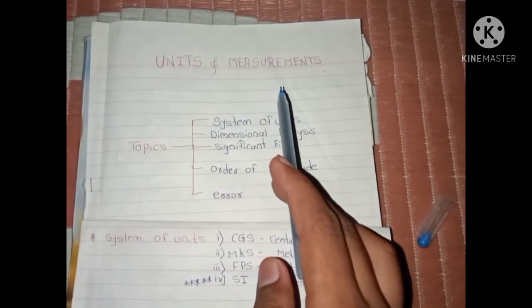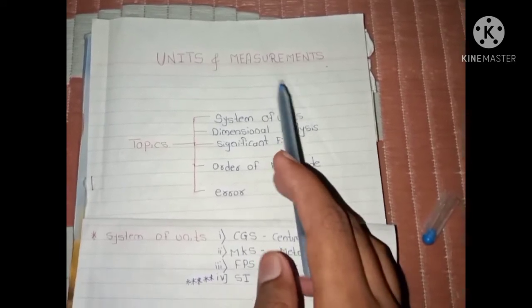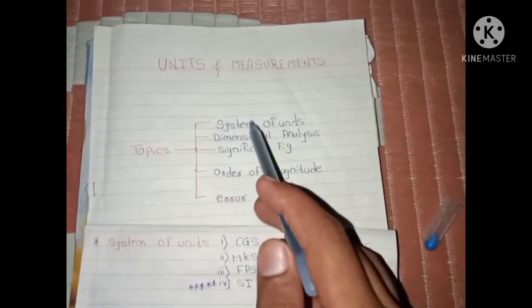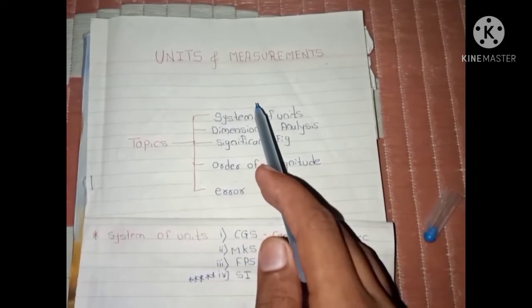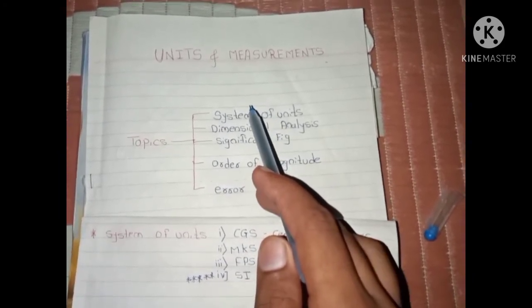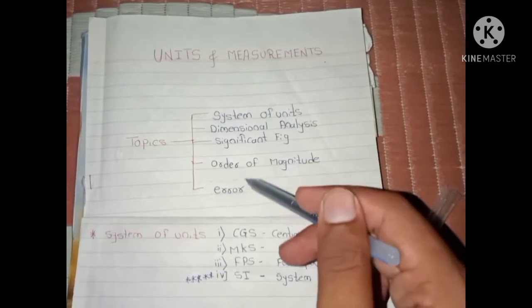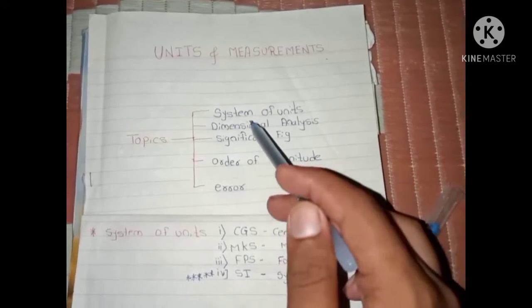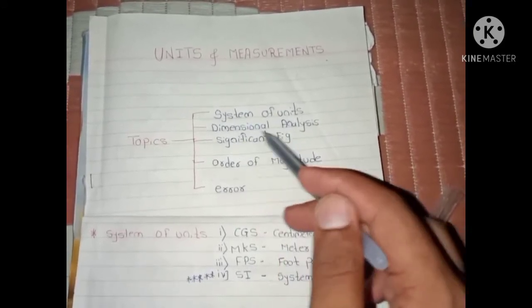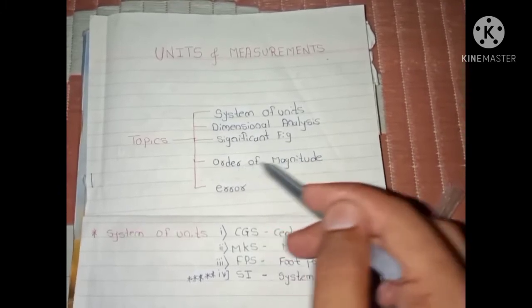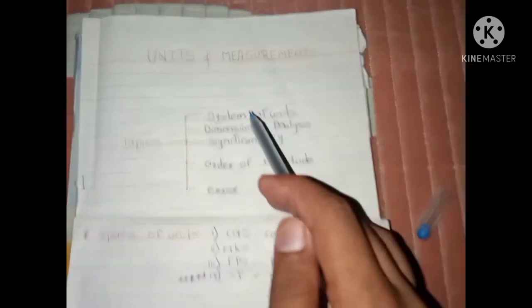Welcome friends to lecture number 1 of units and measurement. Today we are going to cover this topic in detail. This topic is very important for competitive exams and also for boards. Following topics we are going to cover in this particular chapter. First is system of unit, then dimension analysis, then significant figure, order of magnitude and error.